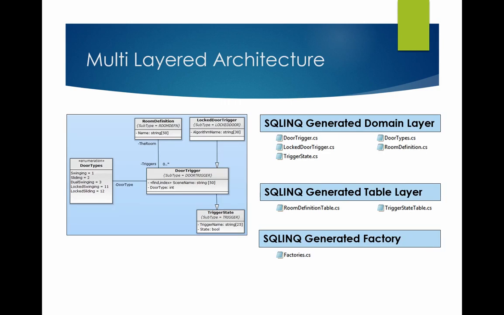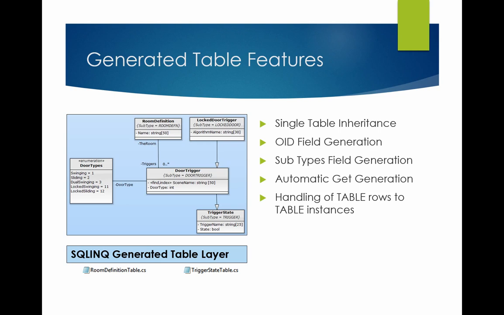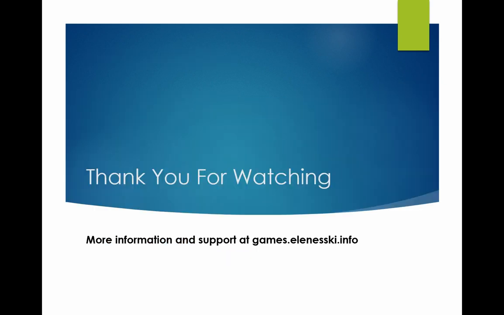So it generates a multi-layered architecture. Basically there's tables and domains and an underlying factory library as well, for something that looks like this. The domain features have all these wonderful features: partial classes, dirty value assignments, and, well, you can read the rest. It has all these wonderful table features: single table inheritance, OID generation, automatic handling of gets, and all that kind of stuff. It has some nice factory features.